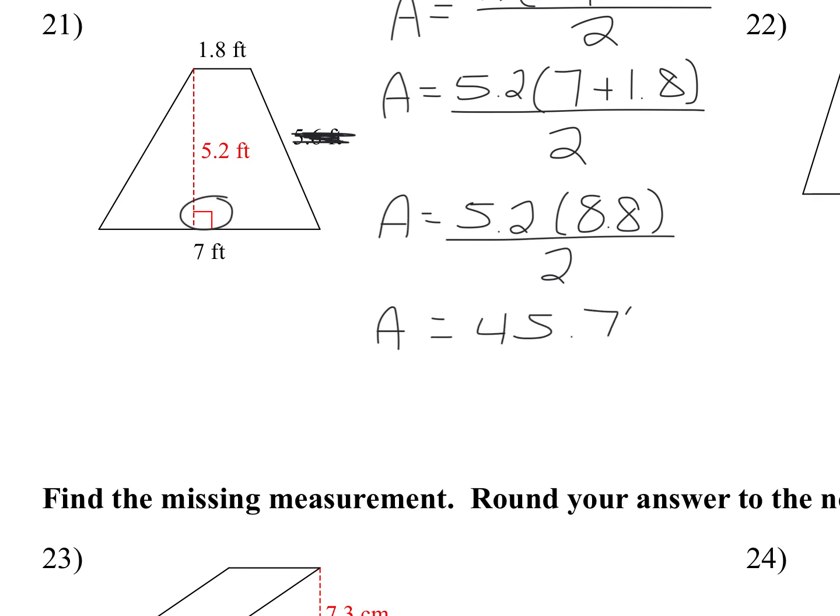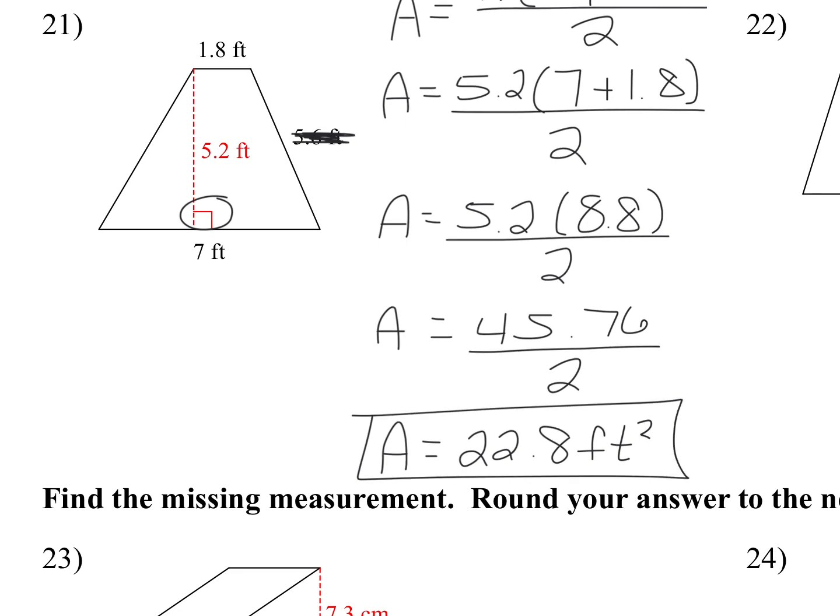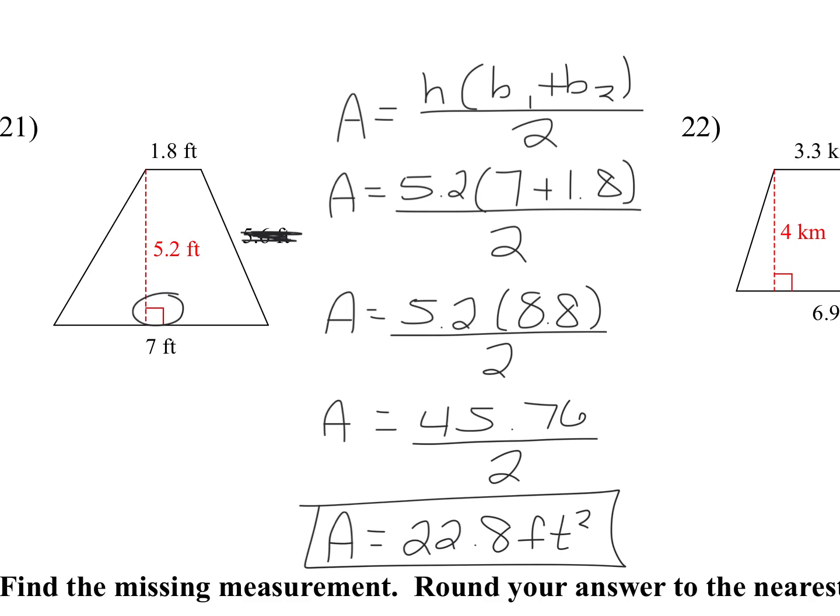Last step. Divide by 2. Don't forget that last step. What's the area? 22.88. What's the label? Good. If you had this part right here, but you got lost in the math somewhere, is that okay? Yes, as long as you have the right formula and you filled it out correctly. Questions on the trapezoid formula?